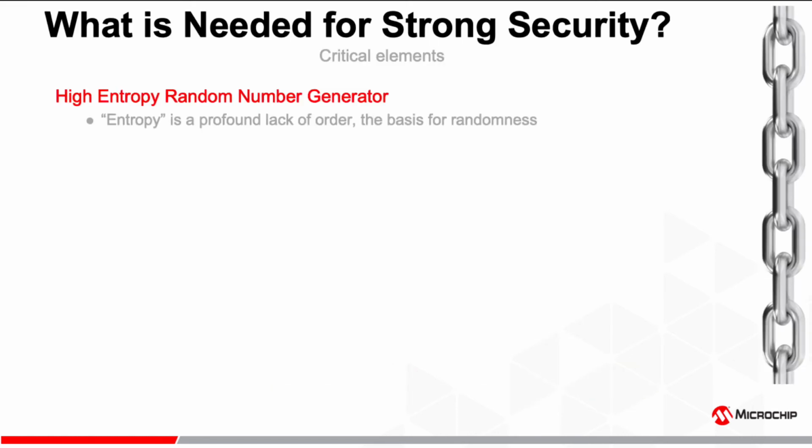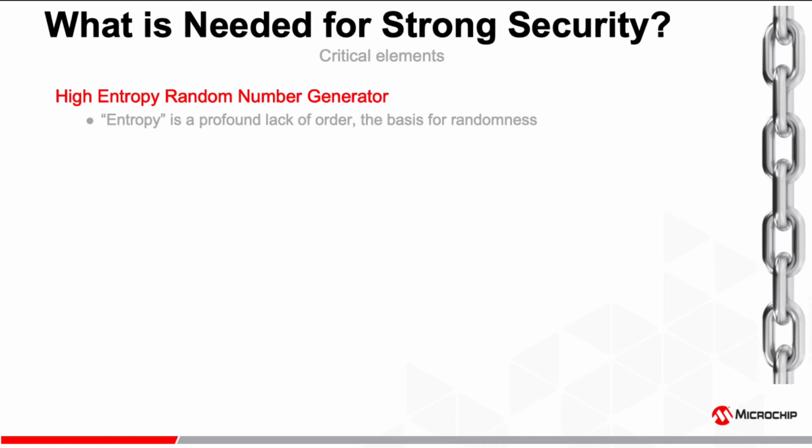Now that we've gone over the fundamentals of cryptography, the functions, let's talk about what's needed on a hardware level for strong security. The first thing we need is a high entropy random number generator. Attacks on the randomness of the numbers used is one of the primary attacks on cryptography. So you really want to have a high quality, high entropy random number generator.